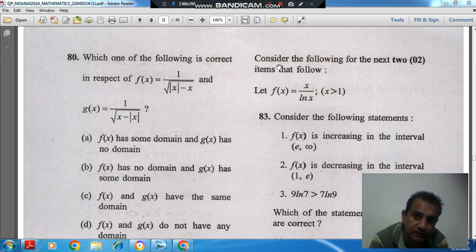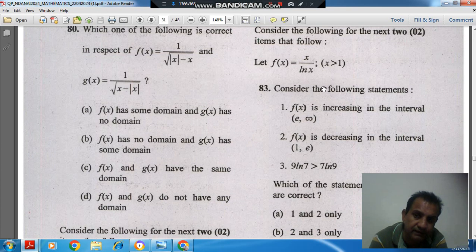For this, consider the following for the next two items that follow. Let f(x) is equal to x by ln x, x is greater than 1.